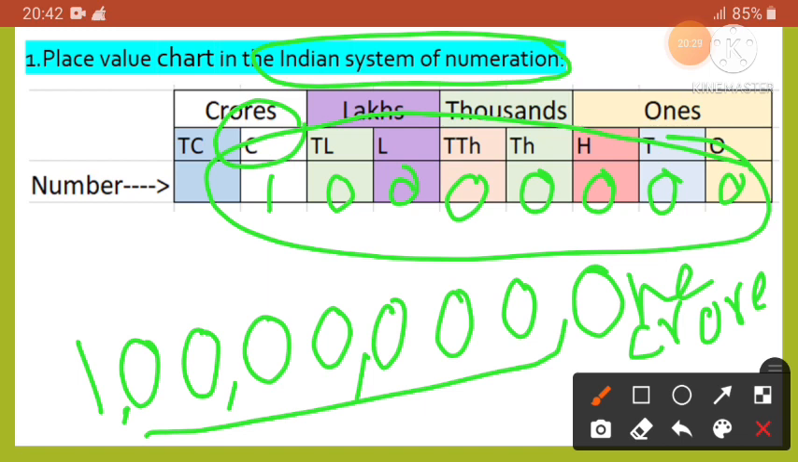Here is the 1 crore, here will be the comma, and here it starts with the 1000, so here will be the comma and the rest of it like that.